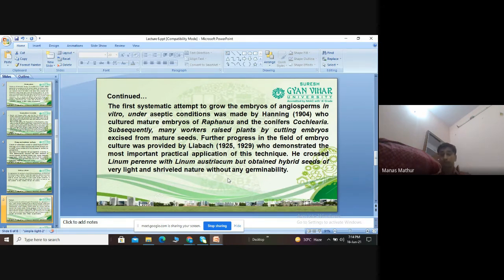So we can say that this embryo culture can sometimes be good, but is not always successful. It depends upon the plant variety.